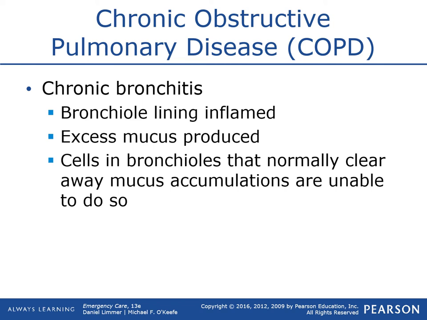So first one we'll talk about is chronic bronchitis. Again, very common form of COPD that we see. So bronchitis, if you look at that word, itis at the end means inflammation, and we have bronch. So the bronchioles are inflamed. The lining specifically of the bronchioles are inflamed. In addition to being inflamed, we're going to have a lot more mucus produced. Air cannot travel well through mucus.